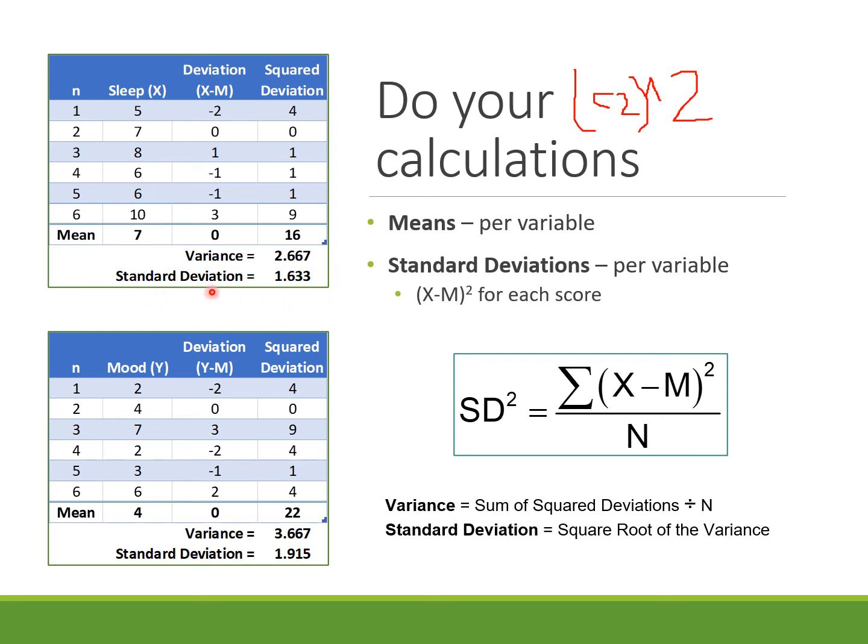In order to then get the standard deviation, which is what we need to calculate the z-score, the standard deviation is just the square root of the variance. So in this small table right here, I've calculated all of the things I need to get the z-scores for each of these individuals for sleep, and then again for mood. So the variance for mood is 3.667. The standard deviation is the square root of that, which is 1.915.